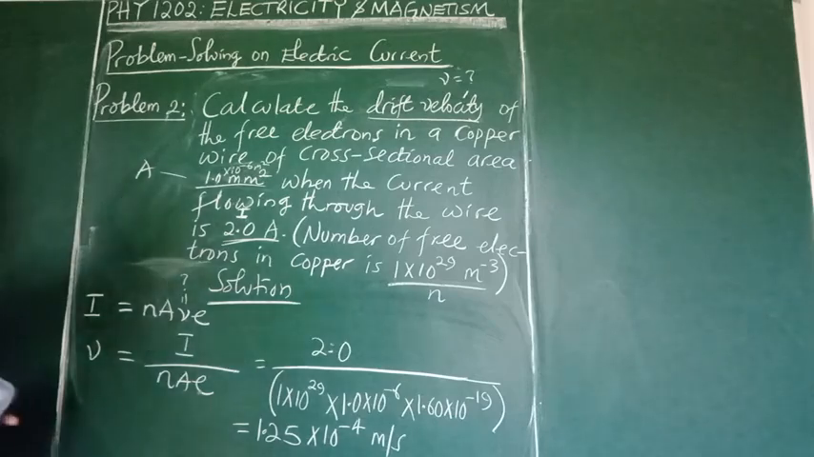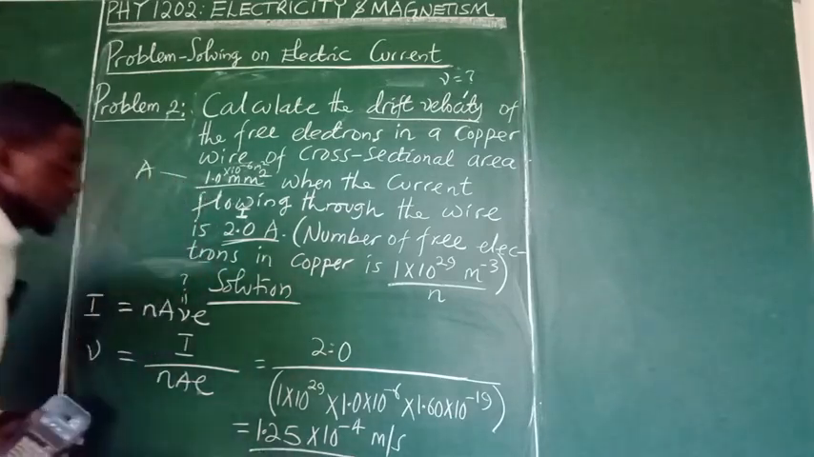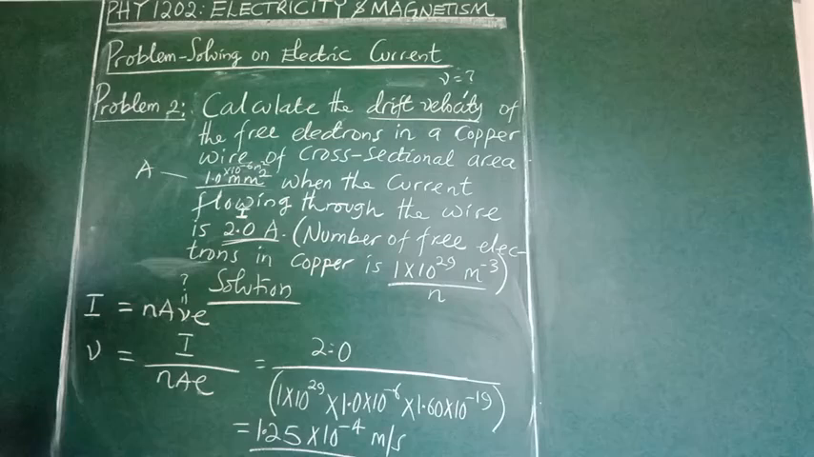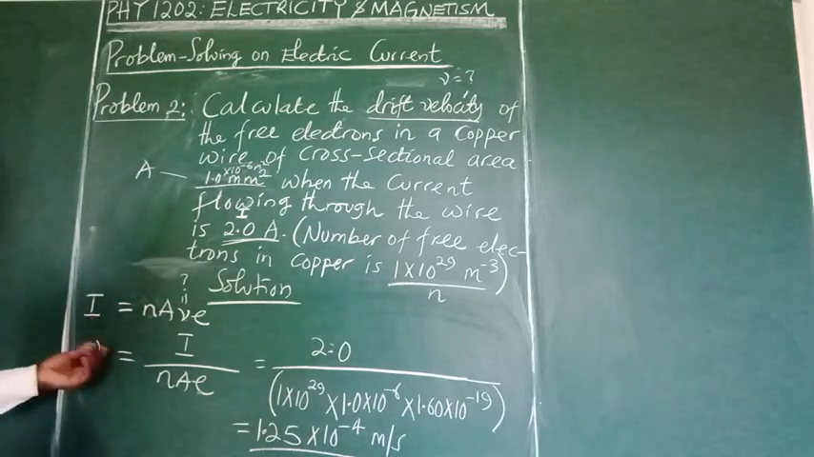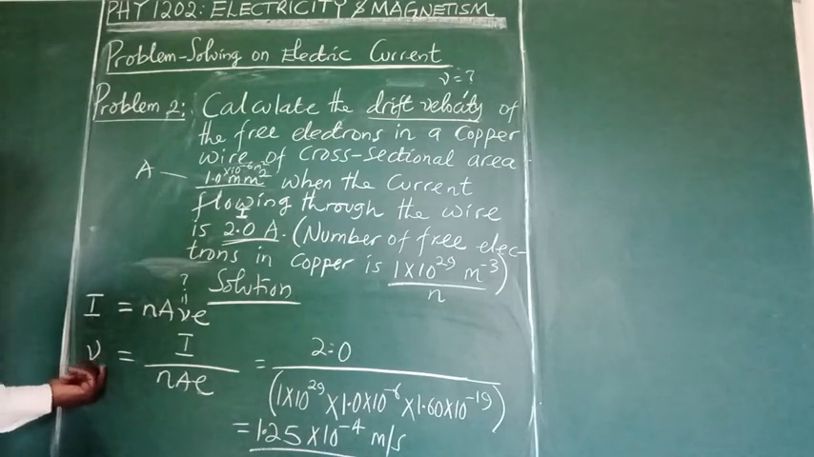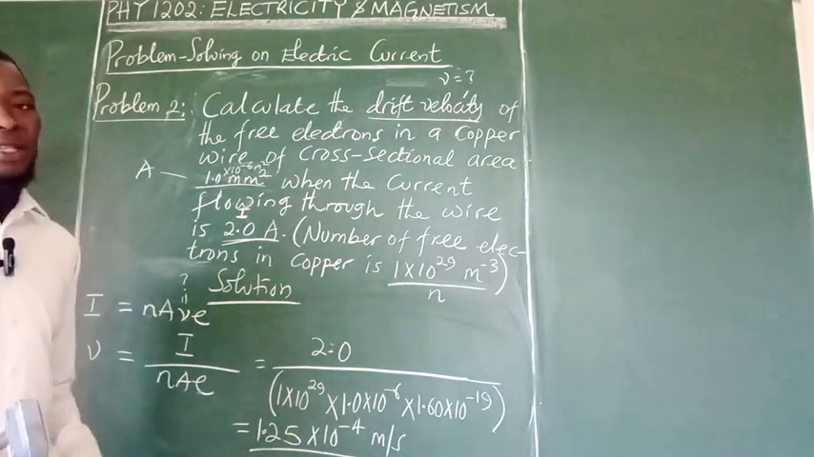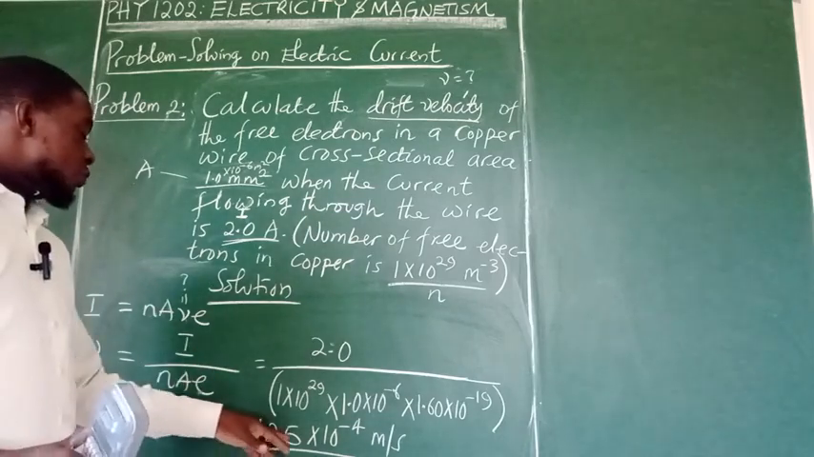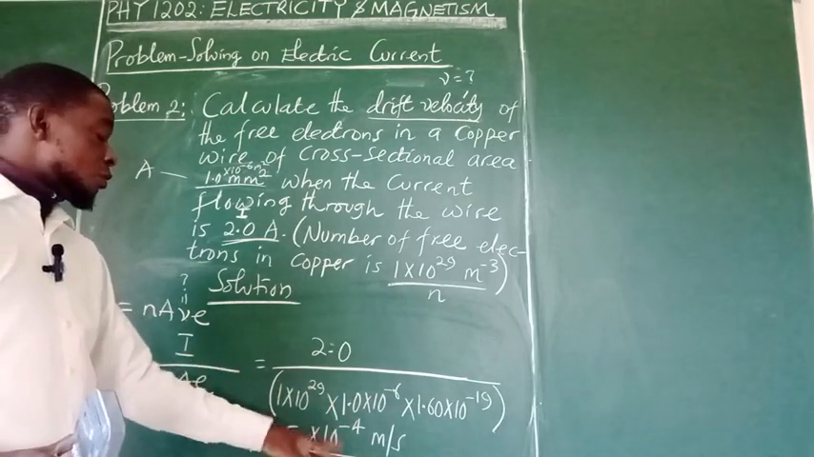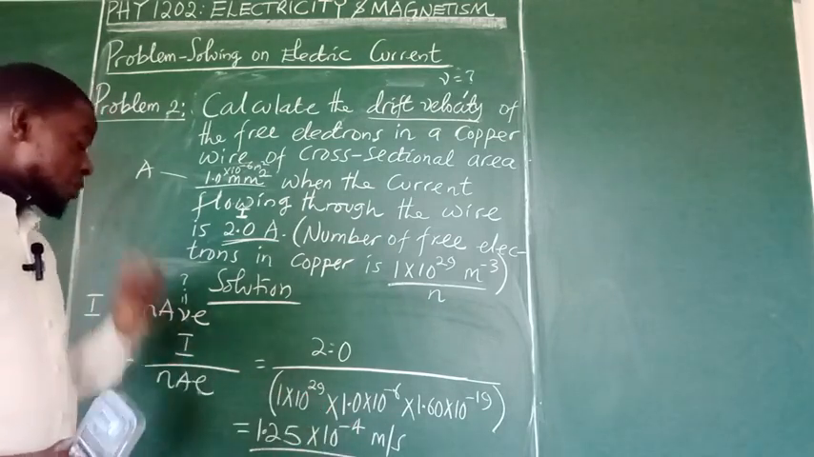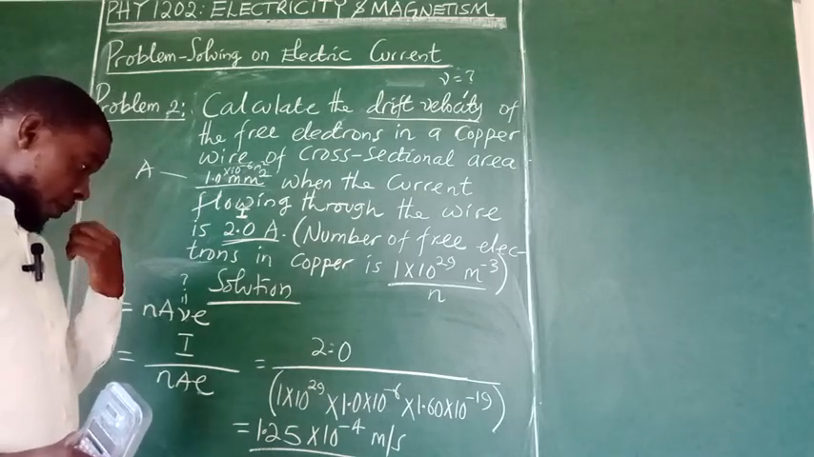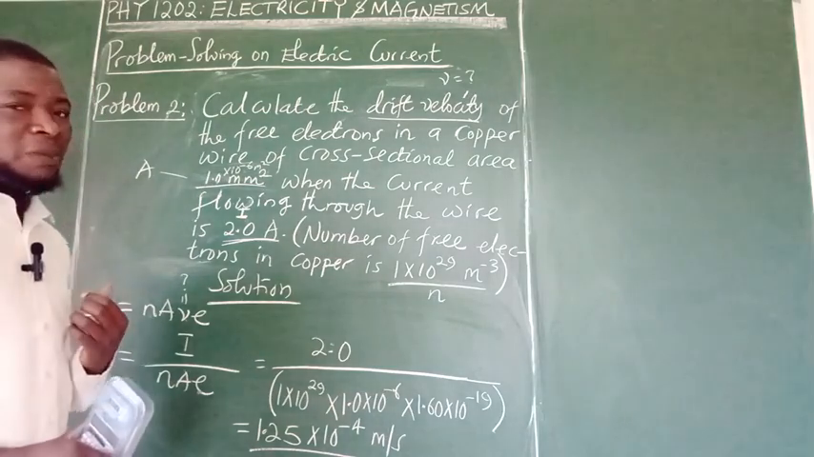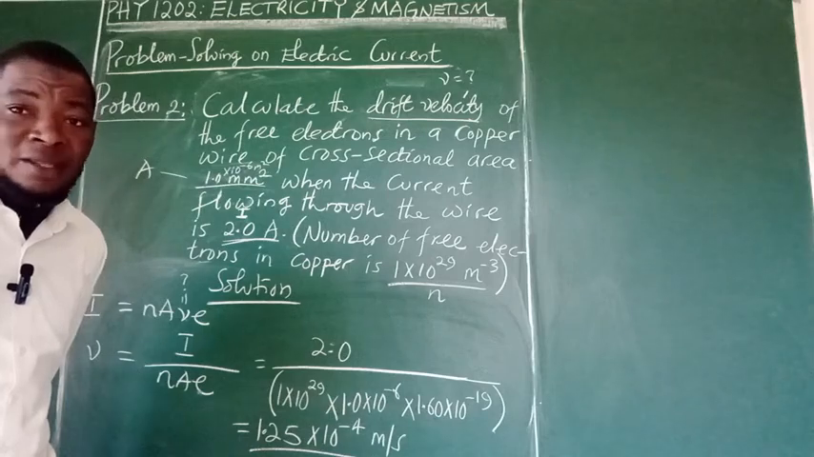Now, finally, you have to ask yourself whether this result makes sense or not. And of course, it makes sense. Why? Because in our previous videos, we explained that this drift velocity is a small value. It's not a large value, okay? So if instead you obtain 1.25 times 10 raised to the power of positive 4 without this negative, it means you have about 12.5 thousand meters per second. This is inconceivable. This is impossible.